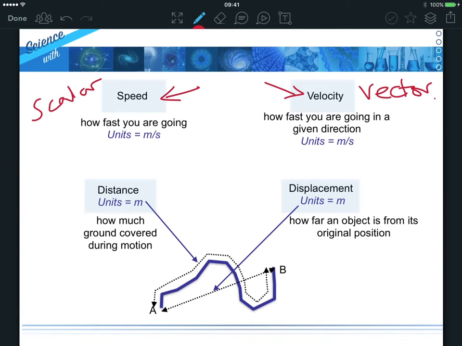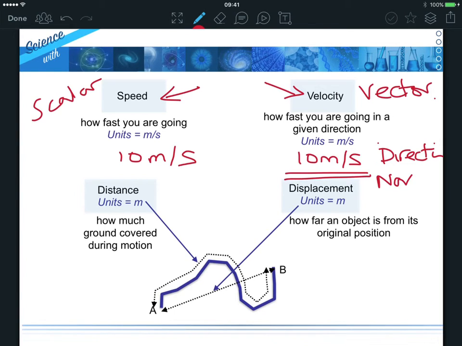So if you're comparing a cyclist, you could say that he has a speed of 10 meters per second. You could also describe the velocity of that cyclist as 10 meters per second, because he's covering the same number of meters every second. The difference is that you have to give a direction if you're talking about his velocity. So you would need to say he is travelling at 10 meters per second north or 10 meters per second south. There needs to be some element of direction there.